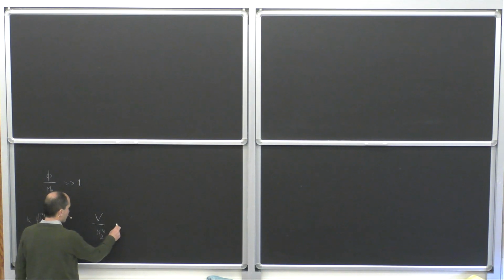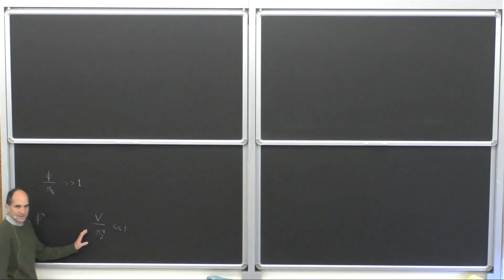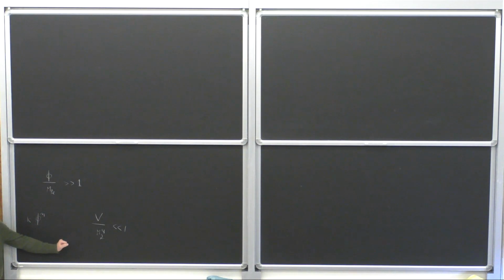So we wanted this condition for these simple inflation models. But a question was: don't we also need that V over M Planck to the fourth should be much less than 1 for the validity of gravity, right? And aren't these two in conflict with each other? So that was the question.